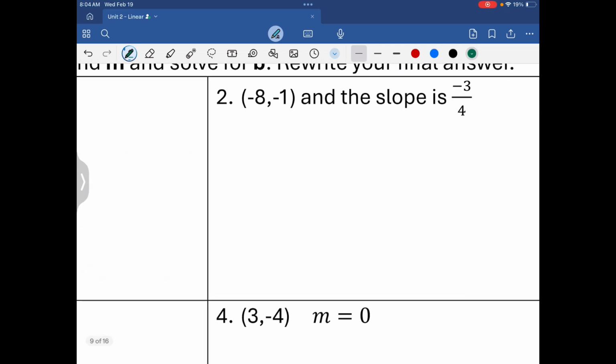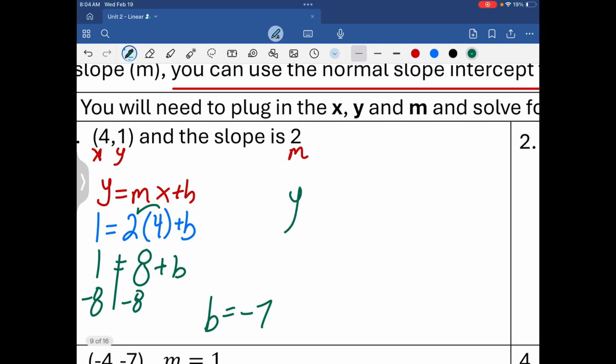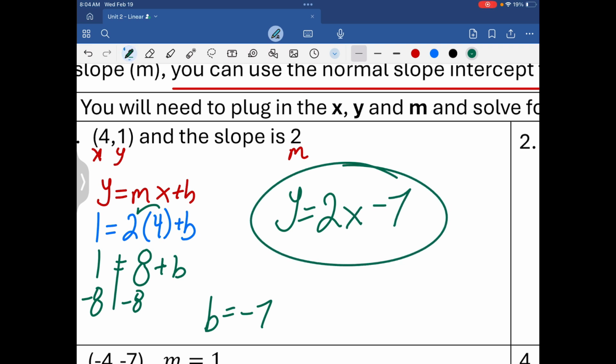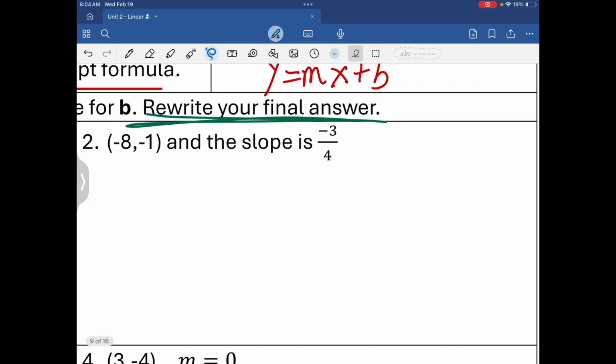So now we have to rewrite our final answer. We're just going to write it with y. Our slope was 2. Slope's bestie is x. And then -7. That is our answer. So we know m was 2 and our b was -7. That's the information that we need. Let's go look at the next one.